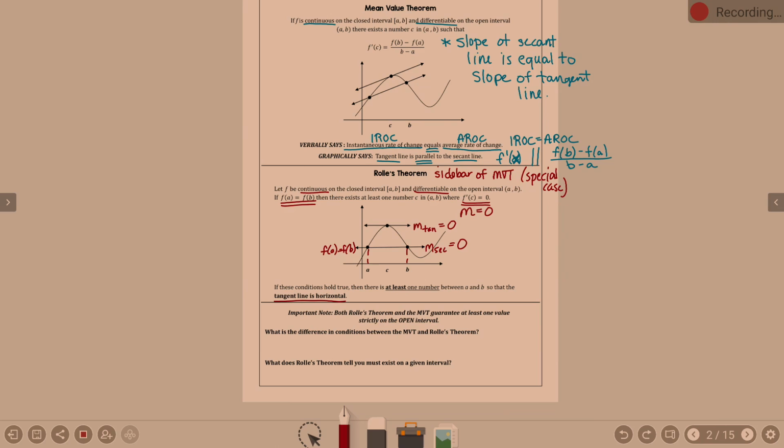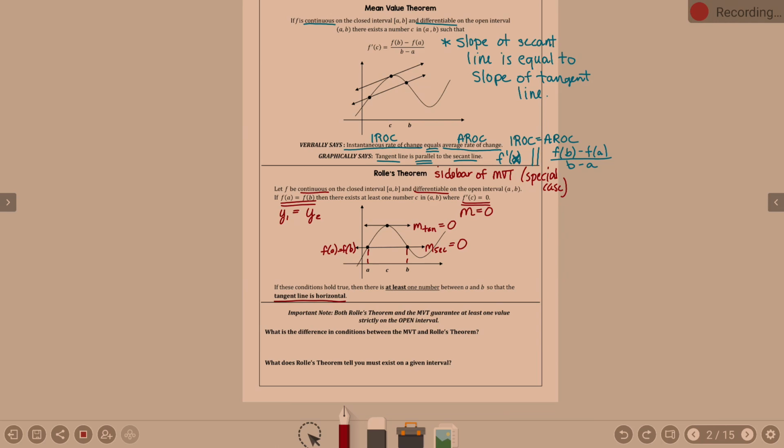Did I write anything else in here? Yes, I said this, but the idea when your y value equals your y value, so if you think like y1 equals y2, those y values are the same. Okay, that's your special case. As I said, we're going to work and talk about using those here next. Now, important note, both Rolle's theorem and the mean value theorem guarantee at least one value strictly on the open interval.